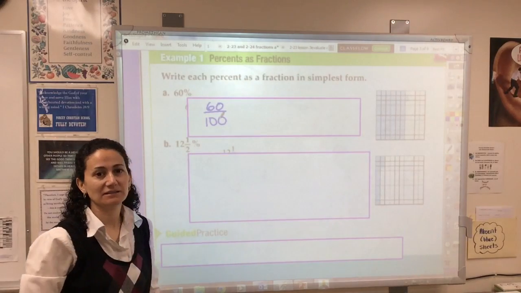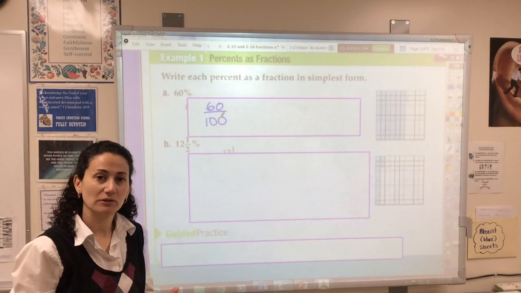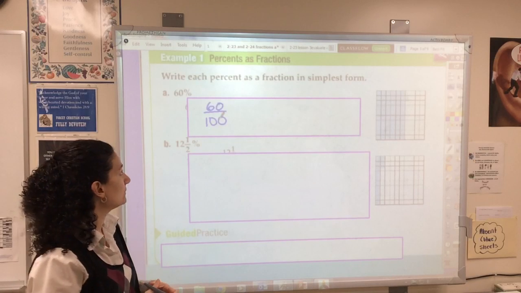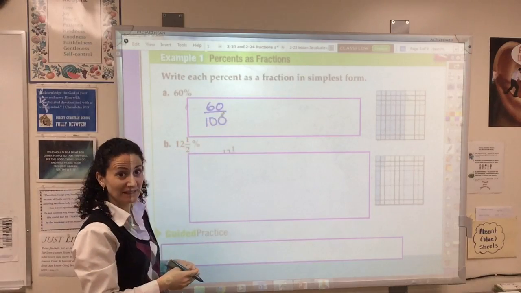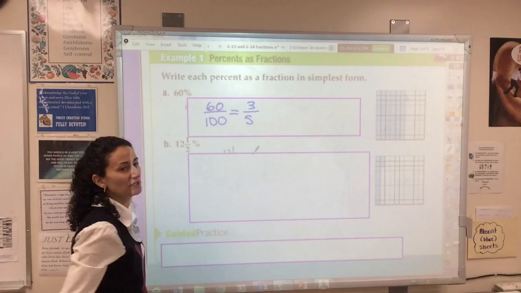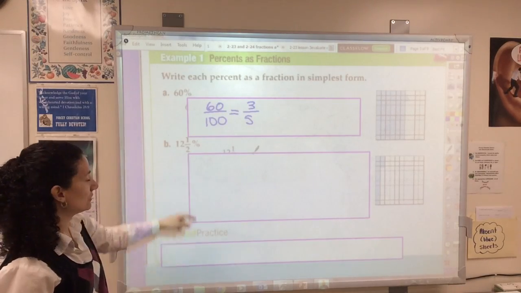And then I'm going to try to simplify it by dividing by the largest number I can think of. In other words, I'm trying to find the greatest common factor. And I can divide these by 20, and that will give me 3/5. That's a pretty easy one. This one's a little more complicated.